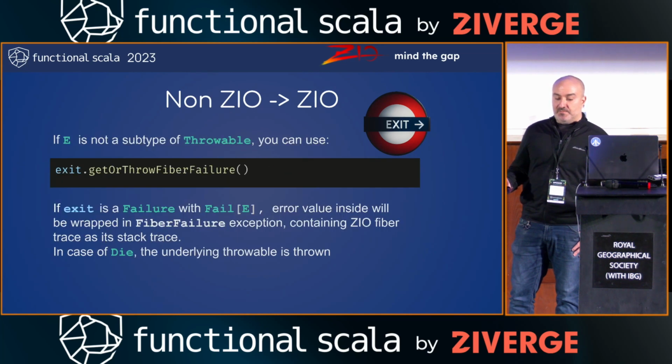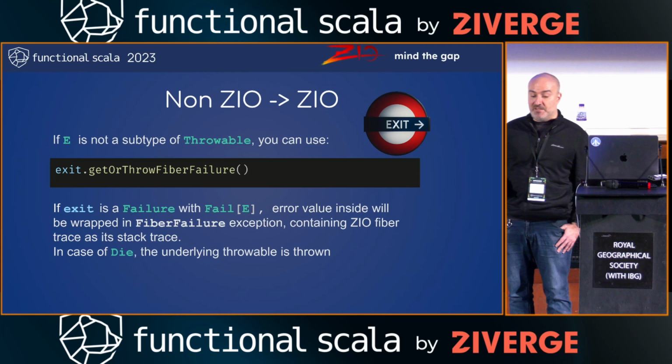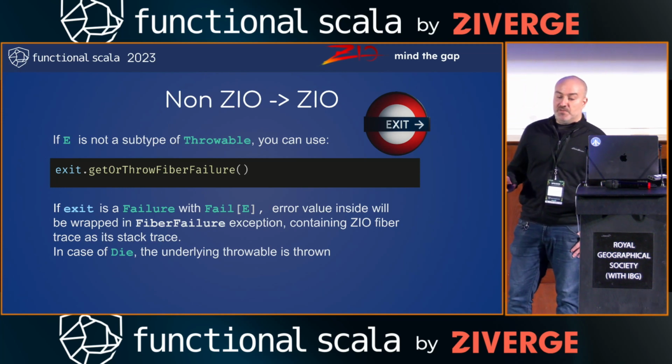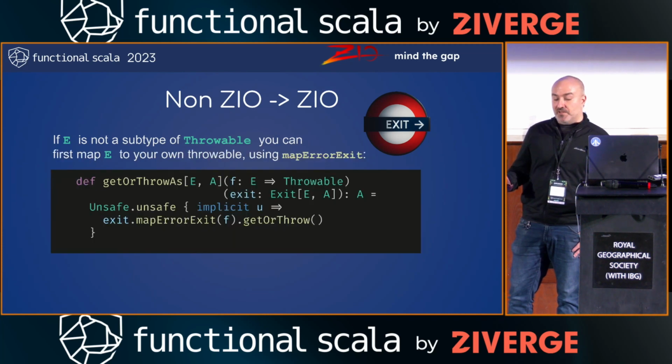And if E is not a subtype of throwable, you can do a get or throw fiber failure, which will just wrap whatever string or error type you have in this fiber failure exception. Or you can use map error exit to map from your custom error type to a throwable before you do a get or throw.